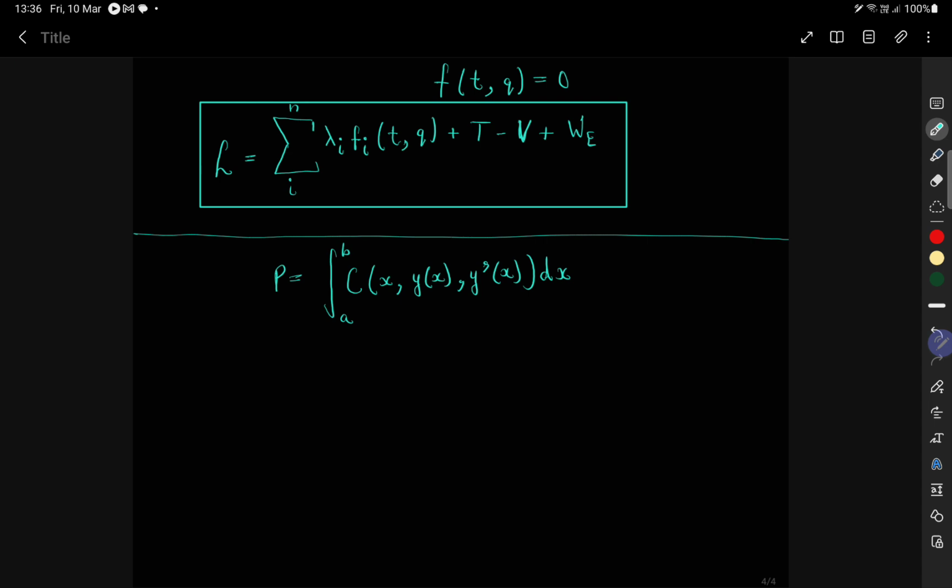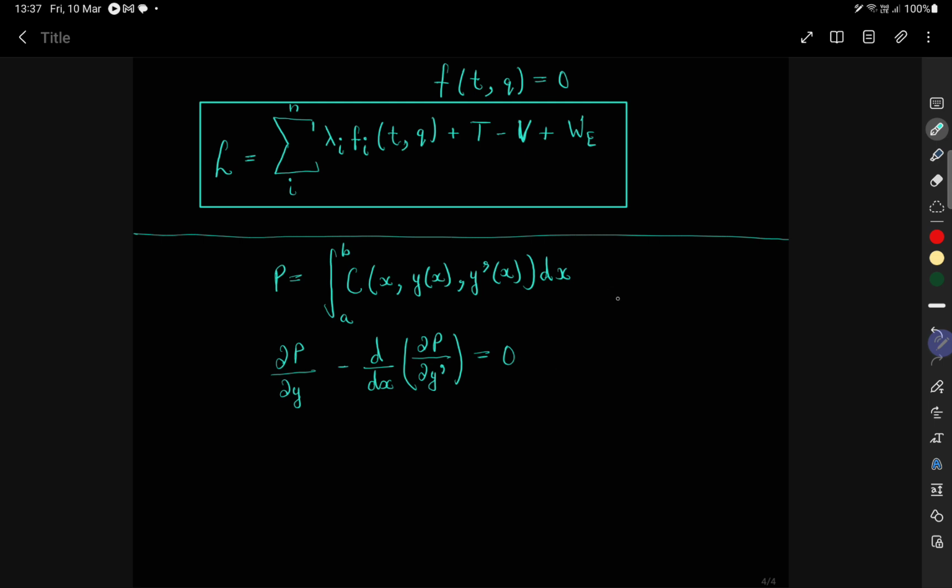This isn't required in any mechanics course, it's just an identity I want to teach you guys. Now to minimize p, remember partial p by partial y minus d by dx of partial p by partial y prime should equal 0. That's our Euler Lagrange equation as we found before.